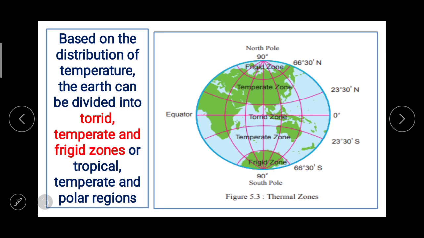So based on the distribution of temperature, the earth can be divided into torrid, temperate and frigid zones, or we can say tropical, temperate and polar regions. Observe the figure which is given in our textbook 5.3, thermal zones. In that, this one is the equator, then the frigid zone or polar regions, temperate zone.